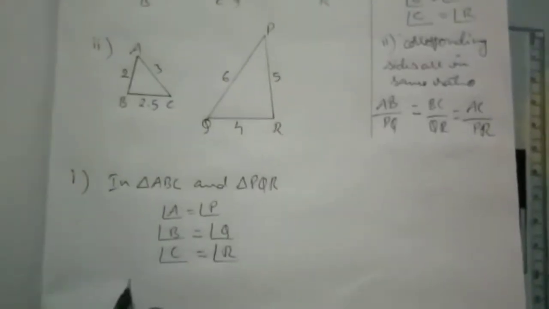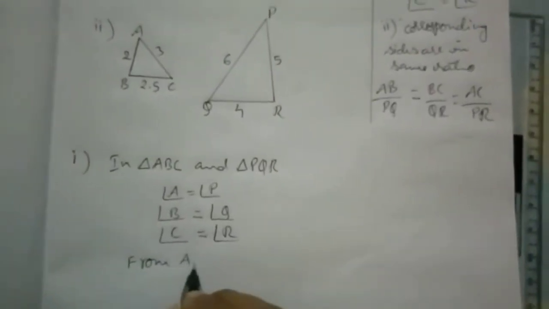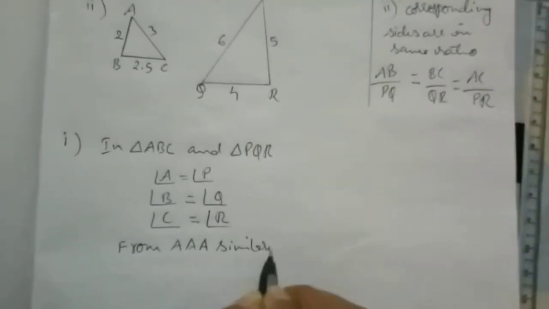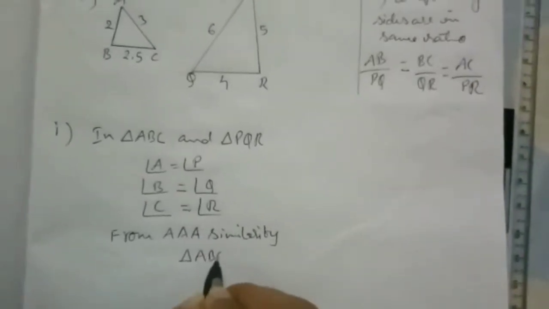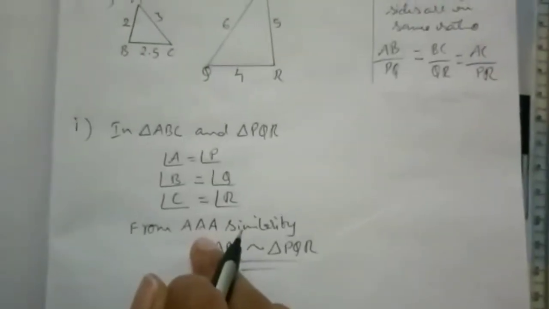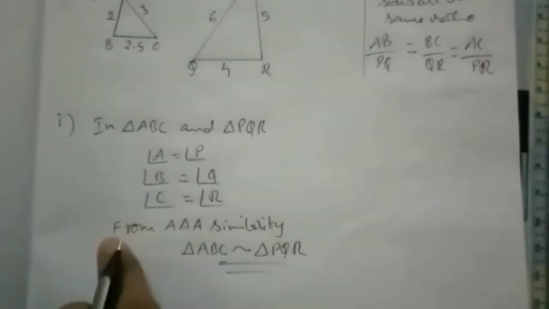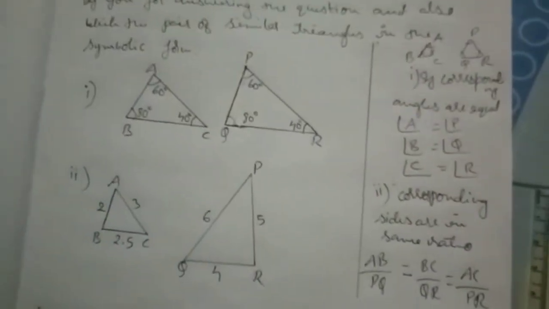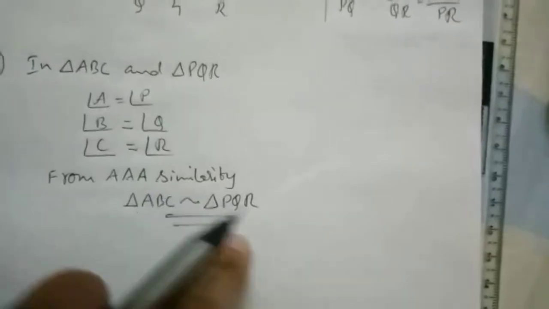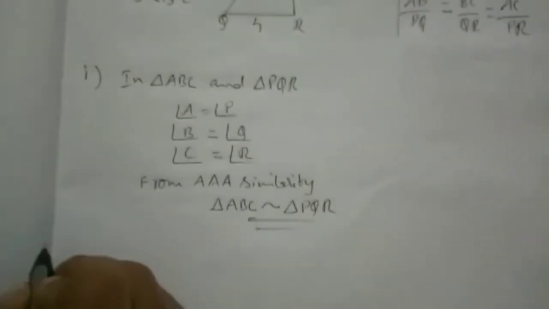So from angle similarity, three angles are equal, right? We have studied this. If three angles are equal, then we can say that these are similar. By using AAA similarity criteria, we can say that triangle ABC is similar to triangle PQR. Next we'll solve the second question.